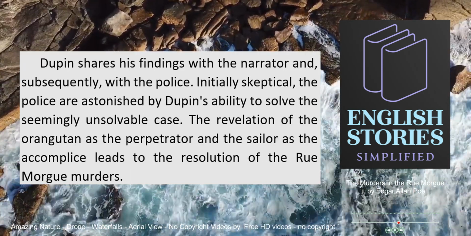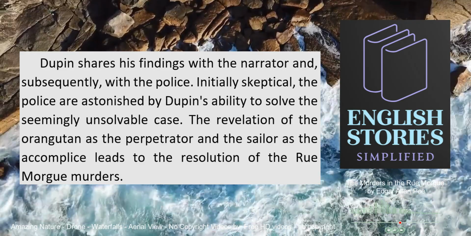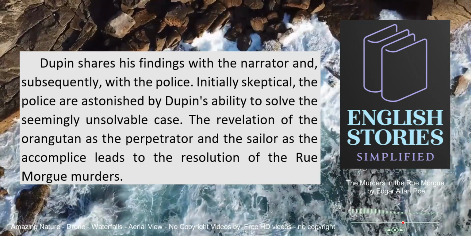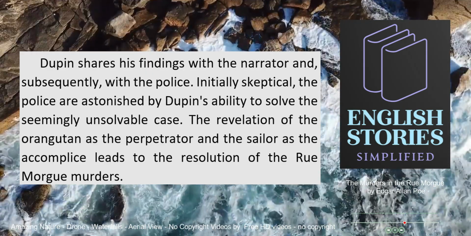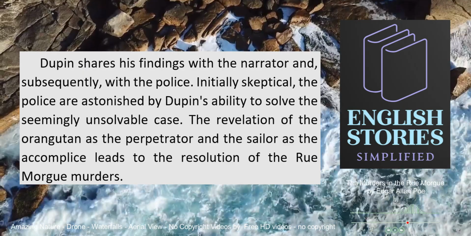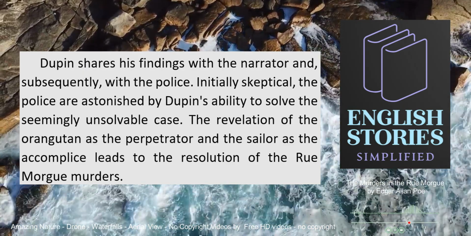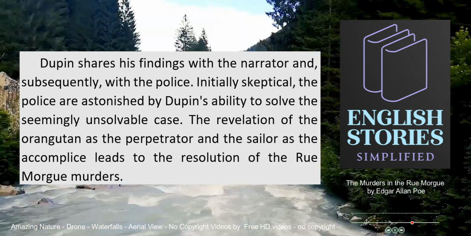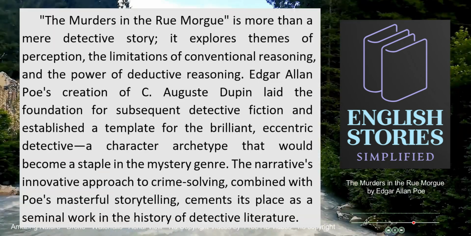Dupin shares his findings with the narrator and, subsequently, with the police. Initially skeptical, the police are astonished by Dupin's ability to solve the seemingly unsolvable case. The revelation of the orangutan as the perpetrator and the sailor as the accomplice leads to the resolution of the Rue Morgue murders.